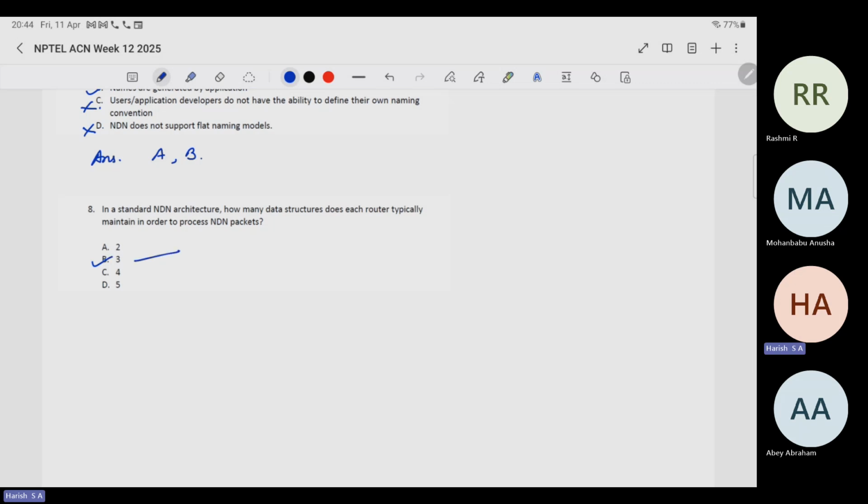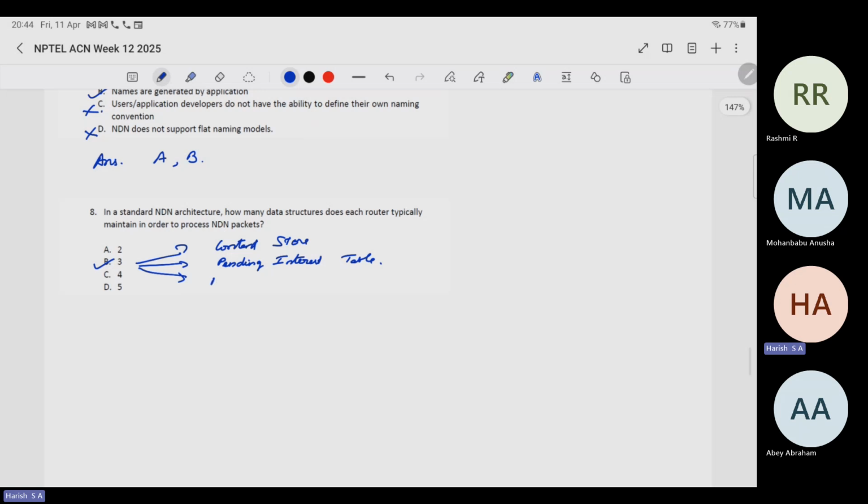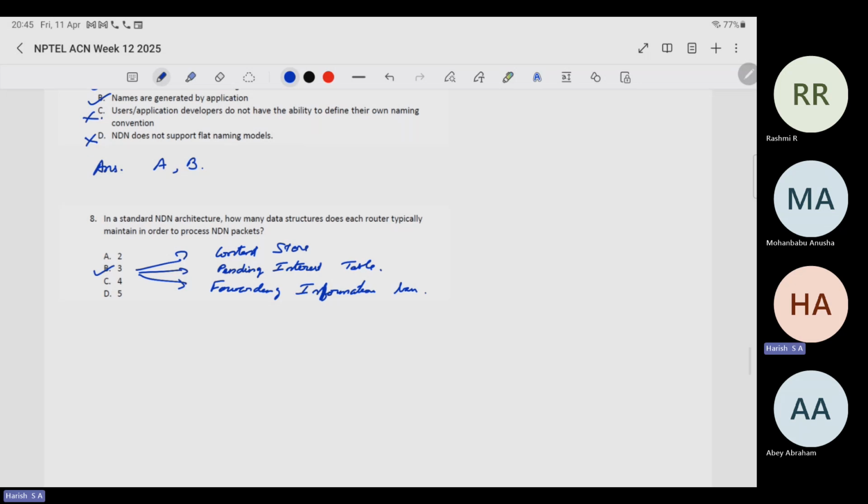So the three data structures are content store, next is pending interest table, and forwarding information base. So this is pretty straightforward.